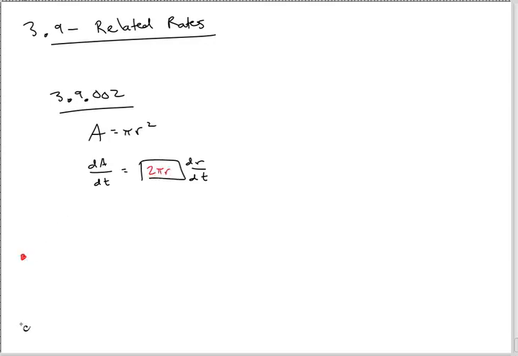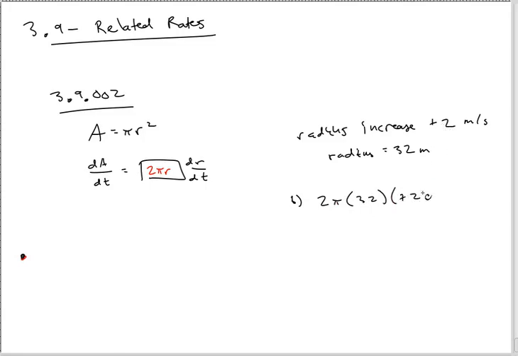Cool. That was easy. And then it says the radius is going to increase by a positive 2 meters per second when the radius itself is equal to 32 meters. So part B is to go ahead and find the rate of change then. I would get 2 pi times my r, which is 32, and then times the derivative, which is a positive 2, and it's 128 pi.